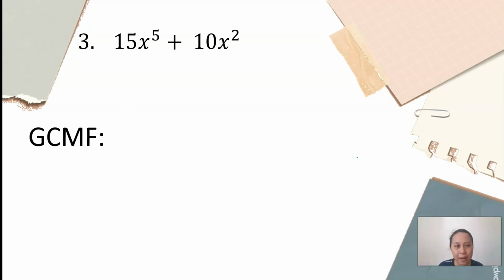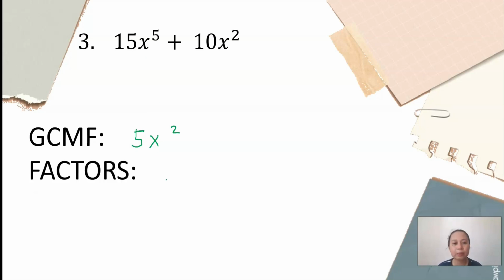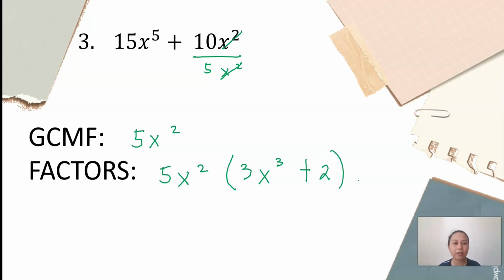Number 3. GCMF of the polynomial 15x raised to 5 plus 10x squared is, we have 5x squared. 5 for 15 and 10, and then x squared for x raised to 5 and x squared. Now divide all of the terms by 5x squared. 15 divided by 5 is 3. X raised to 5 divided by x squared is 5 minus 2, so that's x raised to the power of 3. Plus, divide 10x squared by 5x squared. Cancel, cancel. 10 divided by 5 is 2. These are now the factors of the polynomial.